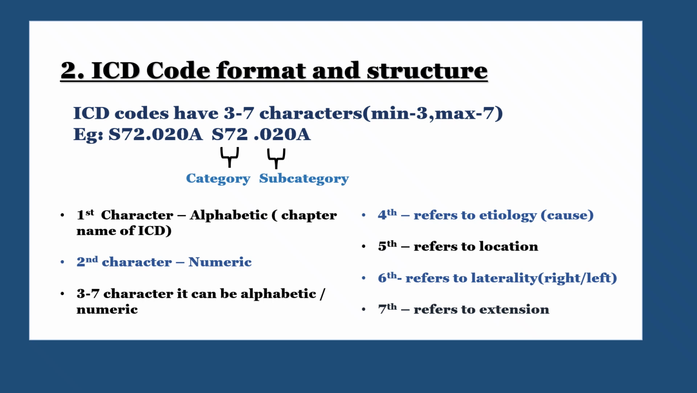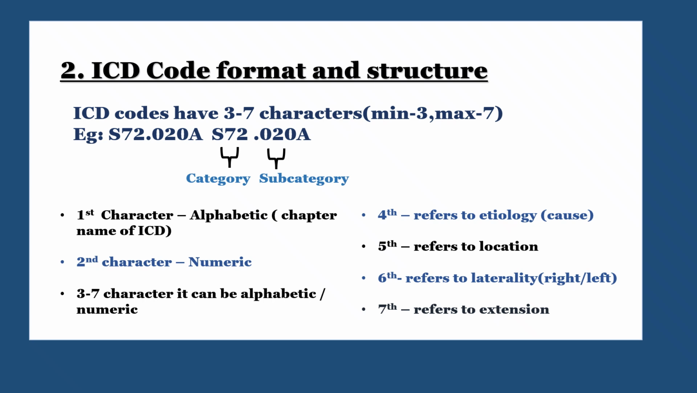ICD code format and structure. Generally, ICD codes have 3 to 7 characters. The minimum is 3 characters and the maximum is 7. For example, S72.020A. The first 3 characters indicate the category and the rest indicate the subcategory. The first character is alphabetic, and it indicates the chapter of the ICD. The second character is numeric, and characters 3 to 7 can be alphabetic or numeric.